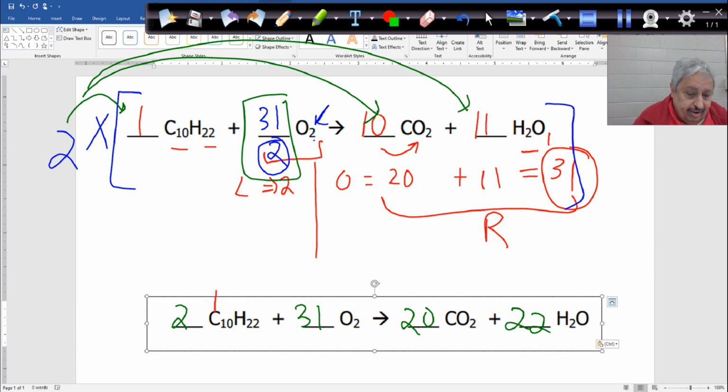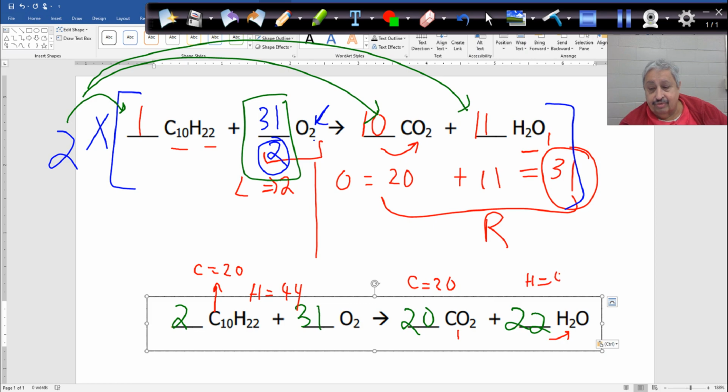Carbon, how many we have carbon? 2 multiplied by 10, carbon is 20 at the left. Carbon is how many here? That's understood, 1. Carbon is how much? 20. That's good. Carbon is good. So hydrogen is how many? 22 multiplied by 2 is 44. And hydrogen 22 multiplied by 2, hydrogen is 44.